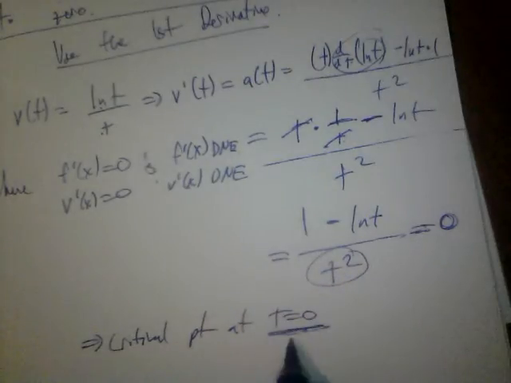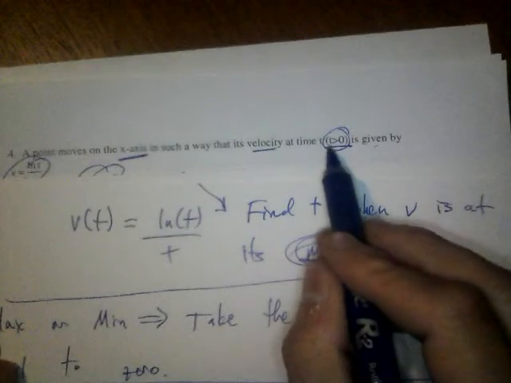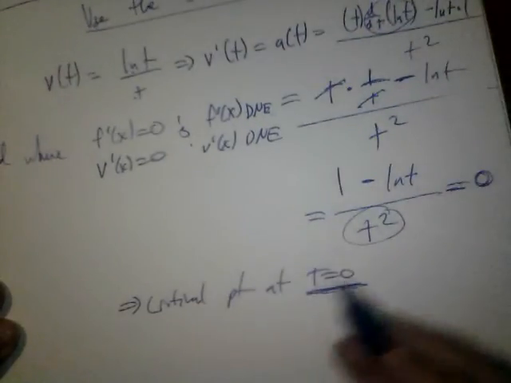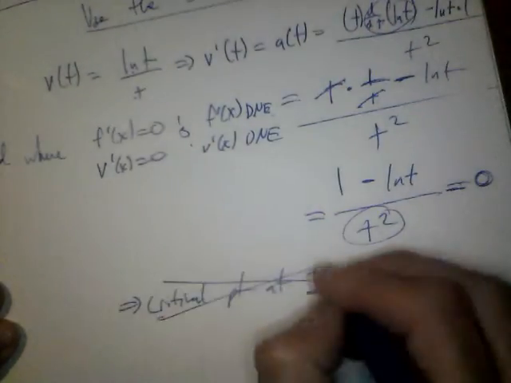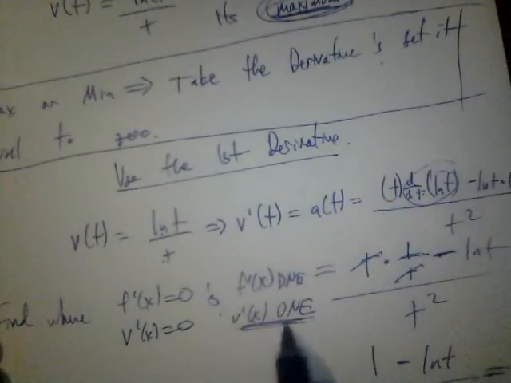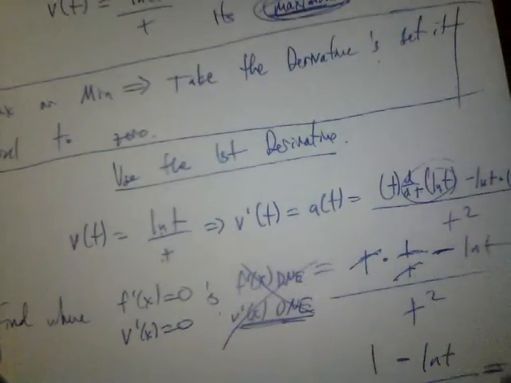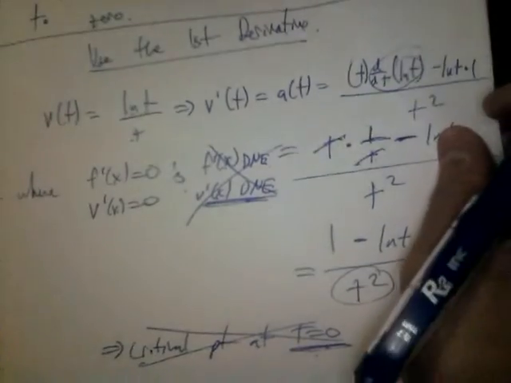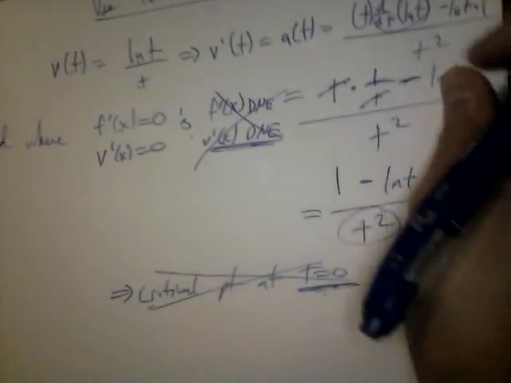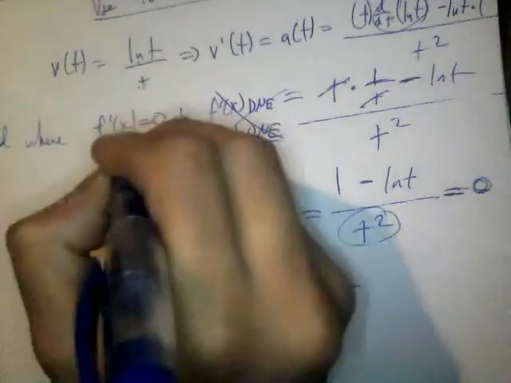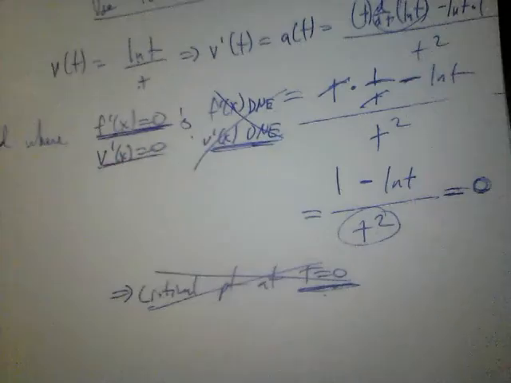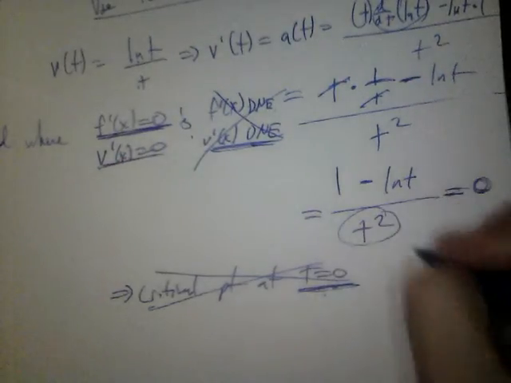However, if you look at the problem, the function is only defined for when t is greater than 0. So we don't need to worry about this one. As far as this part goes, we are off the hook, because that was the only value where the derivative didn't exist. So now we just need to find where the derivative is 0. I'm going to continue to solve this.